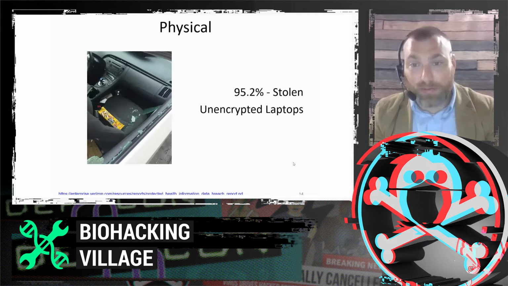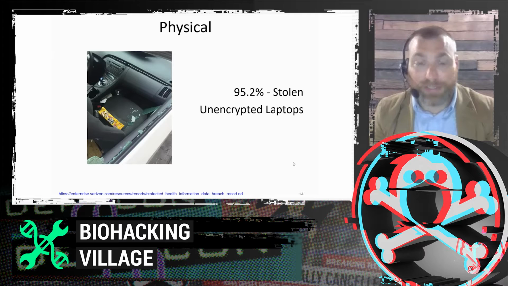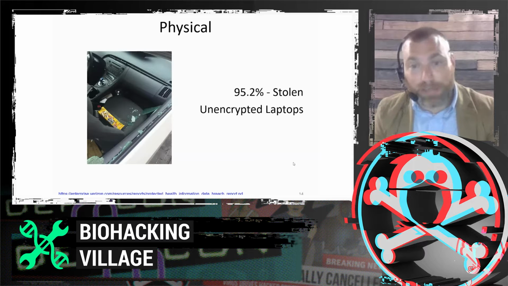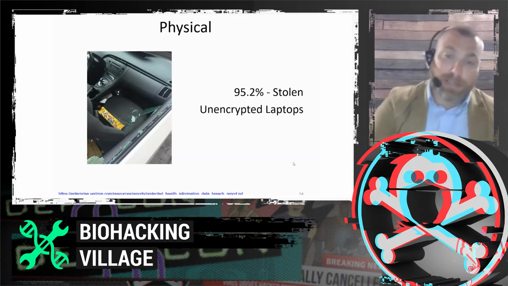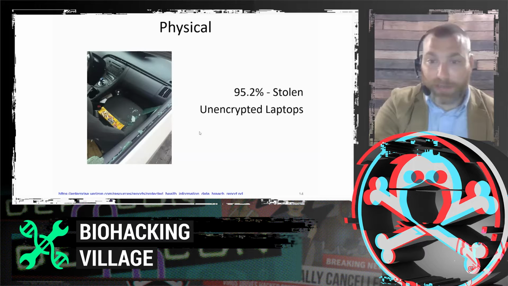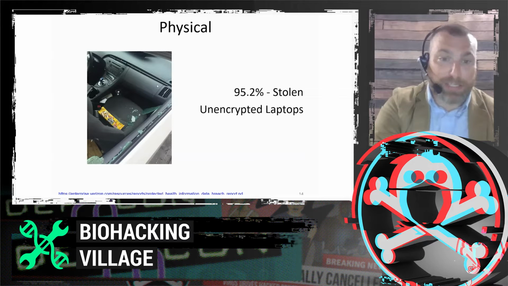Physical was pretty close to 100%, over 95%, just stolen unencrypted laptops. If this was a doctor's laptop that was stolen but encrypted, they don't include that as a potential data breach, just because they assume that an attacker wouldn't be able to get to that data. But if the data is not encrypted, then they assume that they are able to get to it. Yeah, interesting with this picture, that while the attacker did break the window and steal the unencrypted laptop full of PHI, he did at least leave the fudge strip, so that's nice.